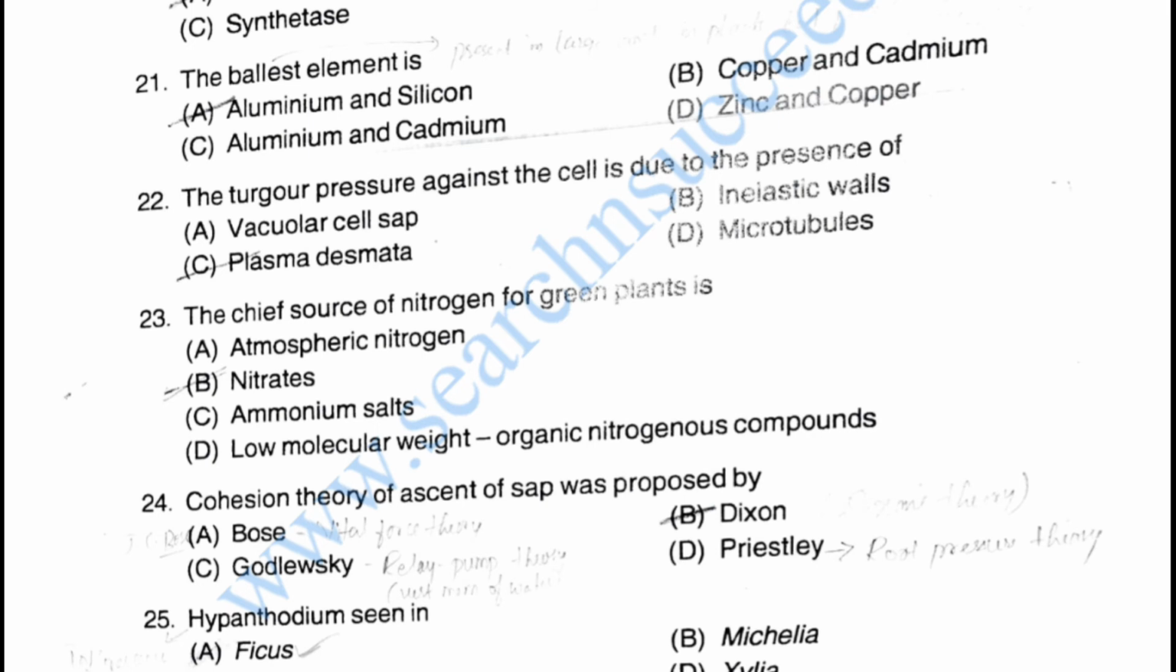Okay, next question number 21. So what is the question here we have? The question number 21 is the ballast element is dash. Okay, you'll have to find out the ballast element, and here our answer is aluminum and silicon, that is answer A. Clear? Ballast element is aluminum and silicon.